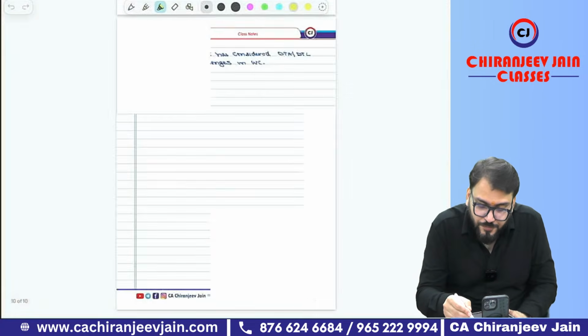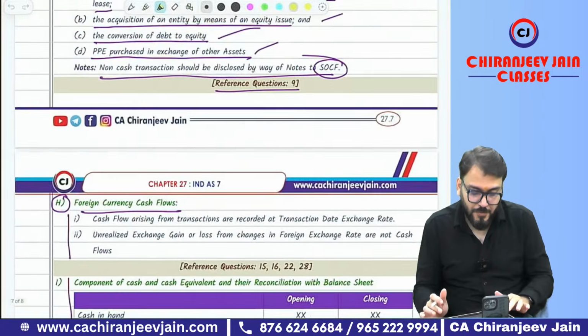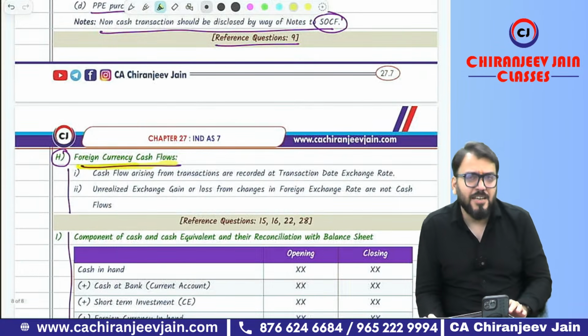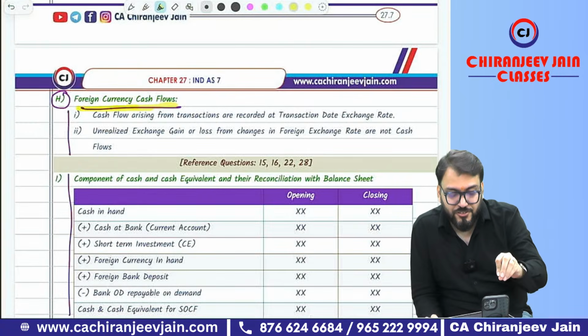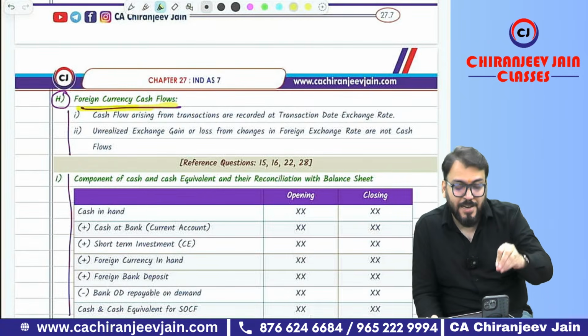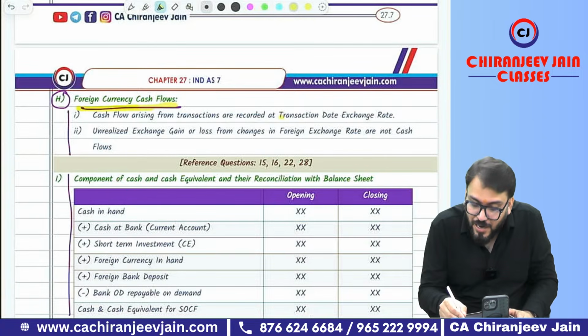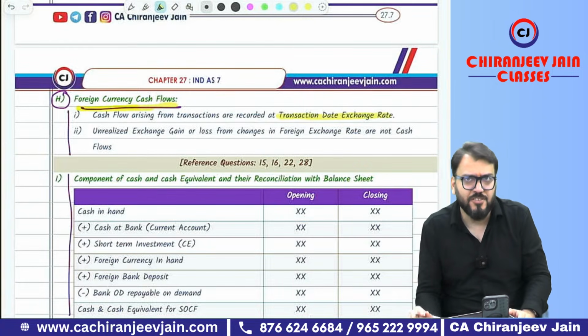Now let us come to foreign exchange. Now, foreign currency cash flow. When I say foreign currency cash flow, just try to understand. Any cash flow arising from a foreign currency transaction is recorded at the transaction date exchange rate. Of course, it will be recorded at the transaction date exchange rate.